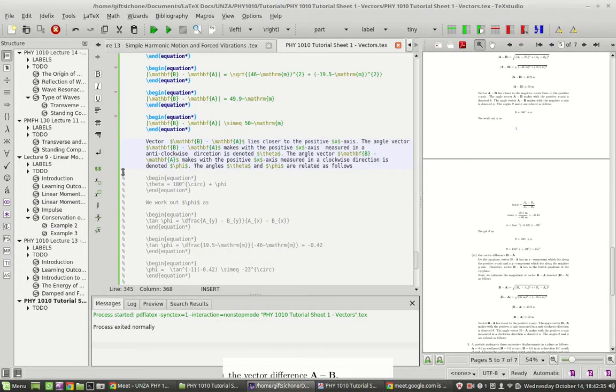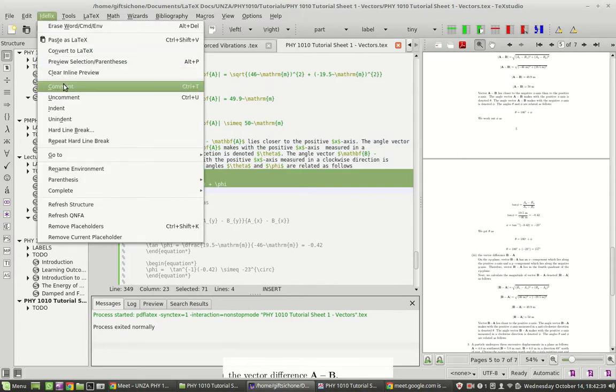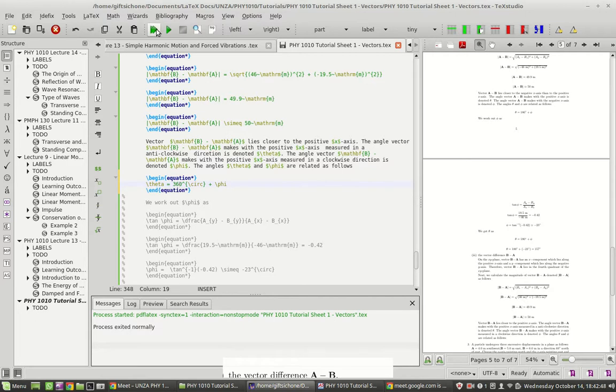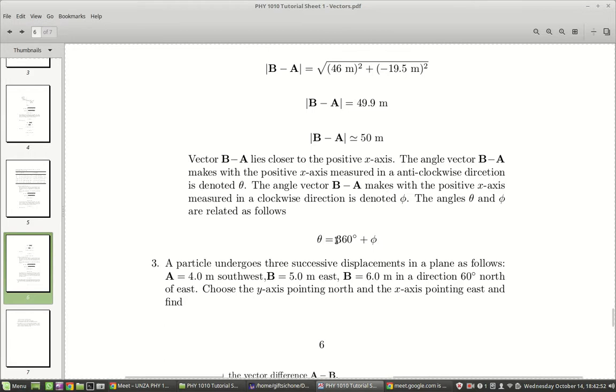So the relationship between these two angles is, in this case, 360 degrees plus phi. That's the relationship: 360 degrees plus phi is equal to theta.